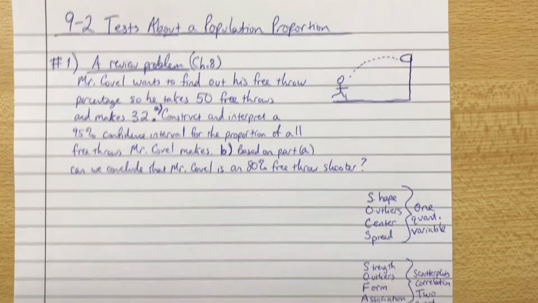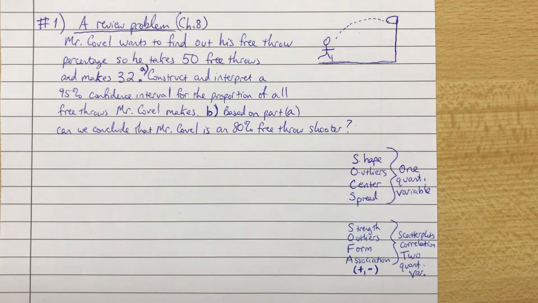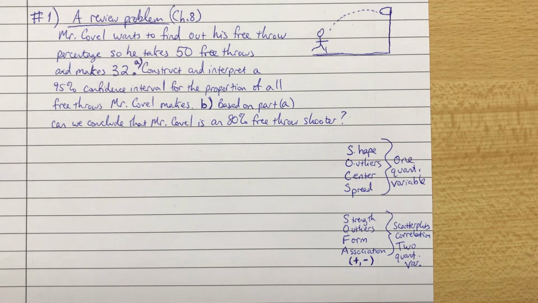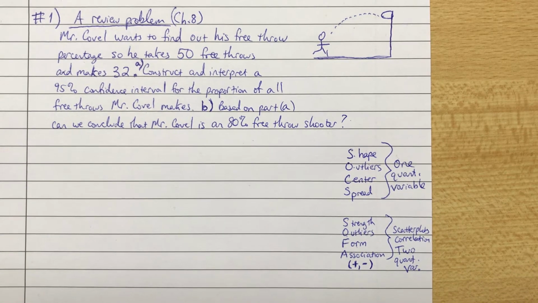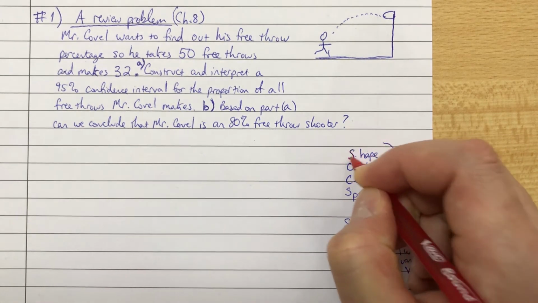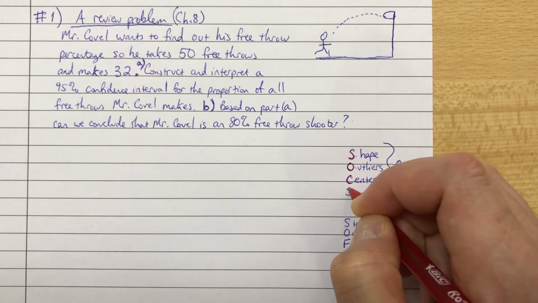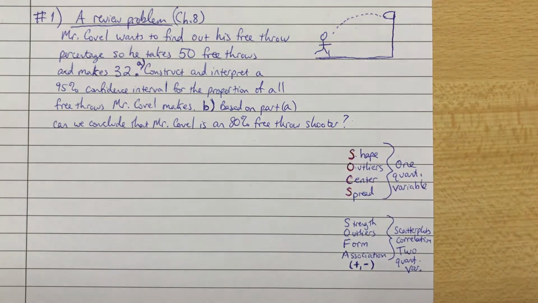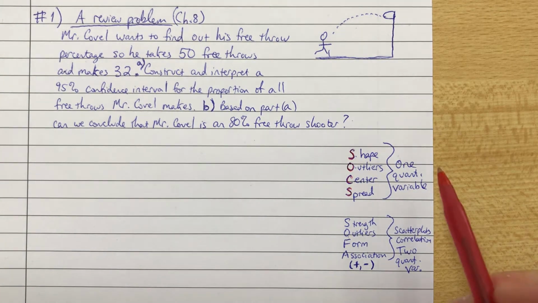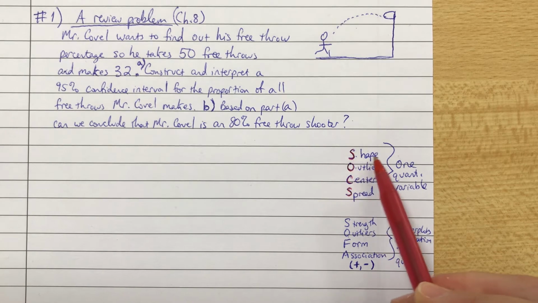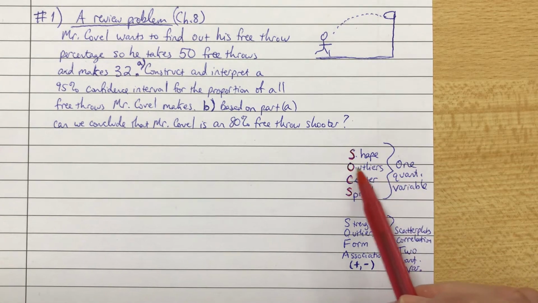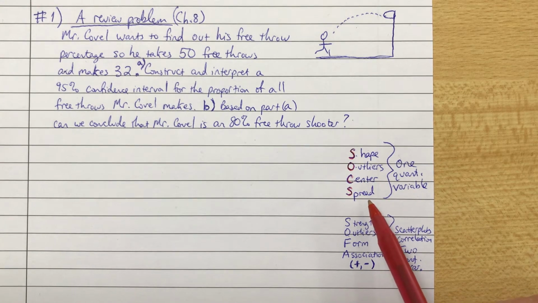Now, before we do this, we have talked about a couple of acronyms that help us to remember some of the processes that we go through. The first one we did, this was chapter 1, was SOCS. This was to describe the distribution of one quantitative variable. So we talk about the shape of the distribution, whether it's skewed, whether it's symmetric. We talk about outliers. We talk about the center, the median and mode. We talk about the spread, which could be standard deviation or the range or interquartile range.